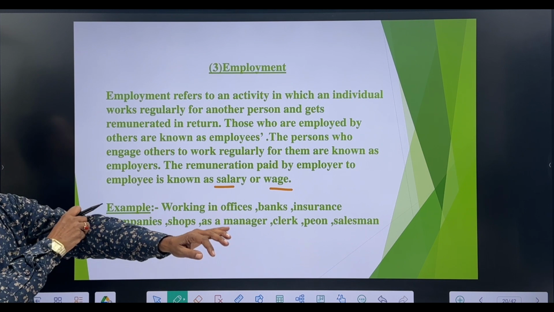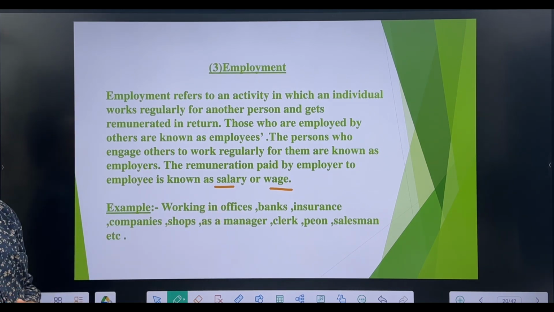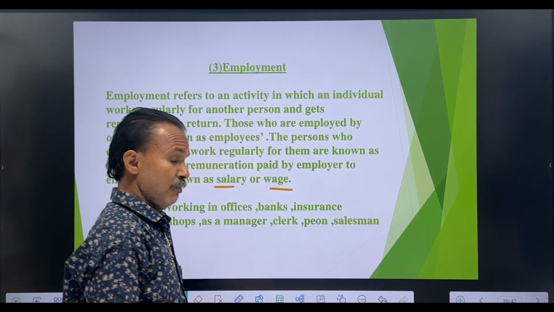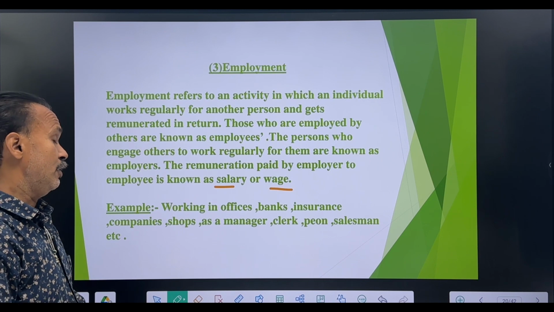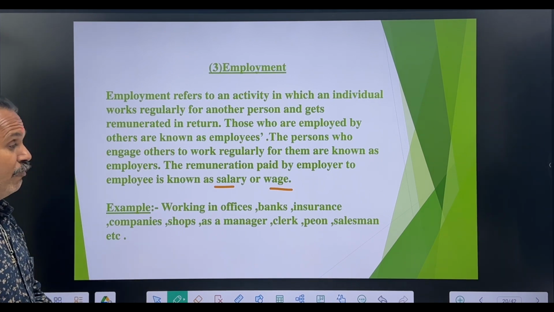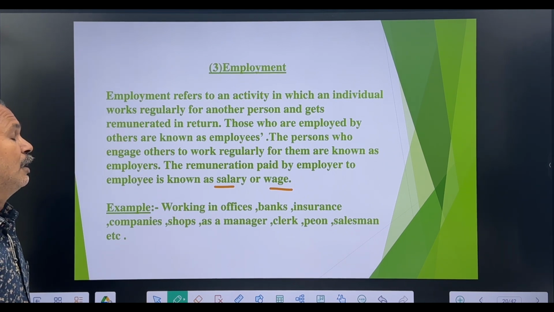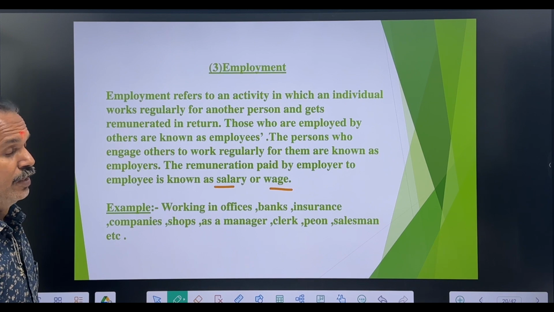And the relationship between employer and employee is master and servant. Employee is the servant and employer is the master. One is order giver and other is order receiver. For example, working in offices, banks, insurance companies, shops as a manager, clerk, peon, etc. are examples of employment.